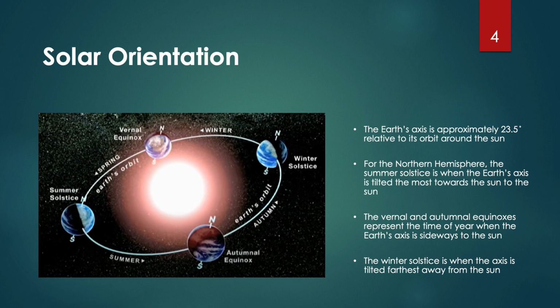At the autumnal and vernal equinoxes, the Earth's axis is sideways to the sun. So you can think of the sun rays hitting the Earth at a perpendicular angle to its axis. And then finally, at the winter solstice, the Earth's axis is tilted the farthest away from the sun.